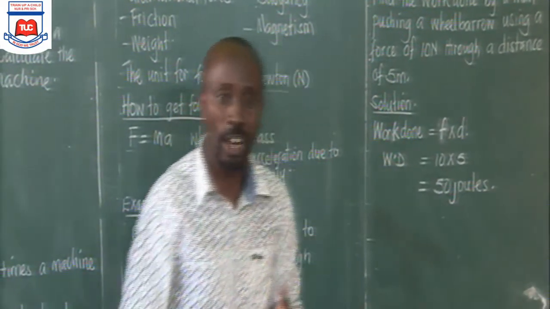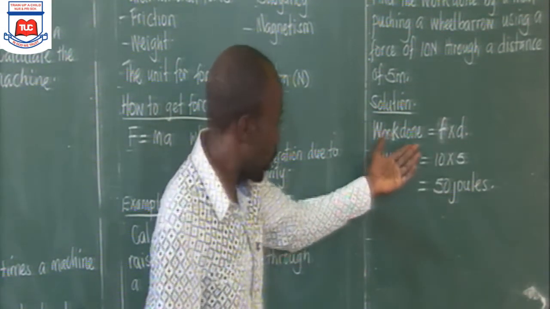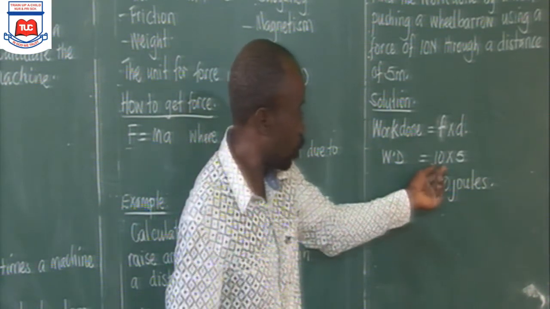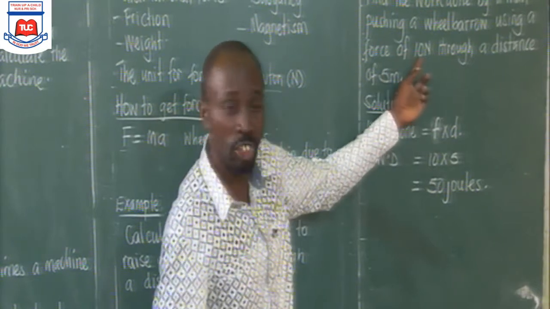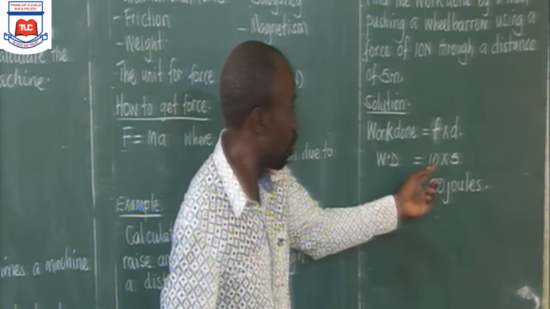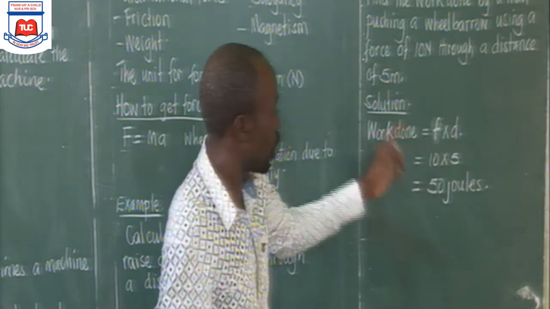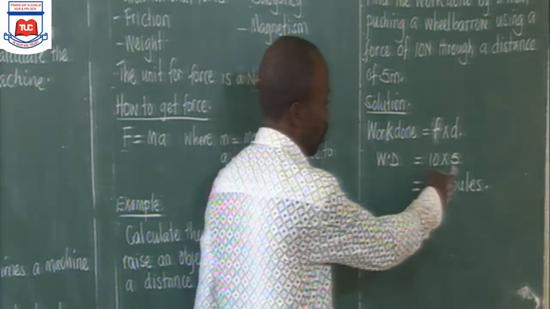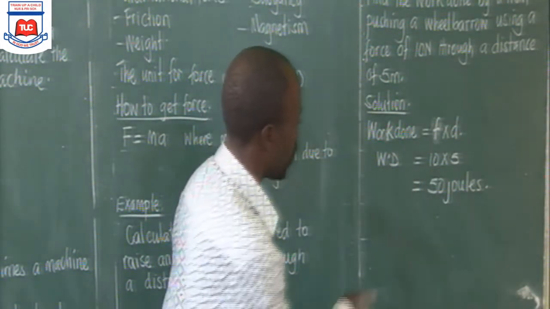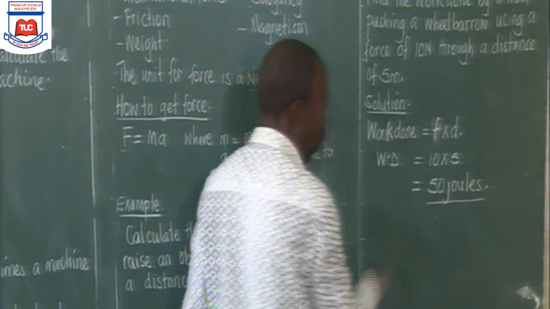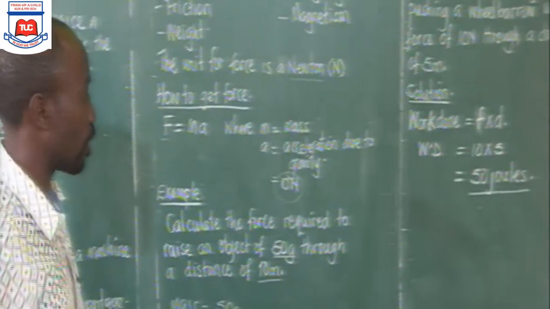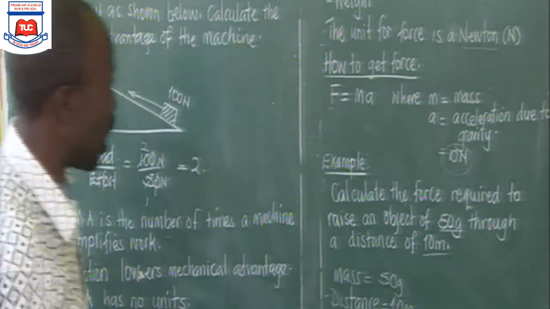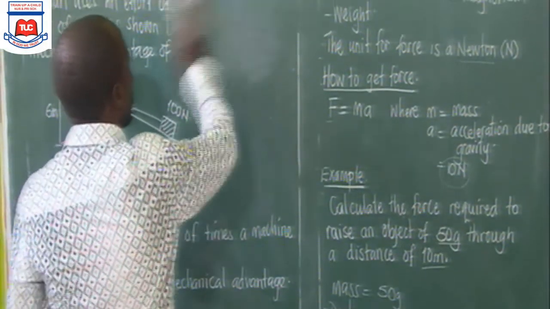Let's go ahead and substitute in our formula. Okay? Work done is force times distance. Now, work done, we shall substitute our force. Given force is 10 newtons, we shall substitute 10 newtons. Then, through a distance of 5 meters, we shall substitute for 5. And therefore, when you multiply 5 times 10, you get 50. Now, the units for work done are joules. That is our final answer. Let's look at another example. The previous example.